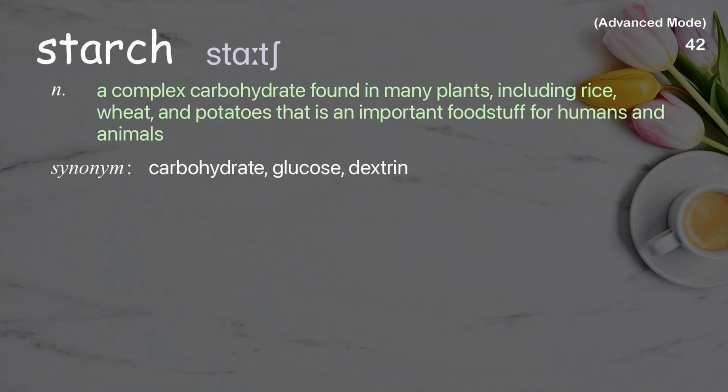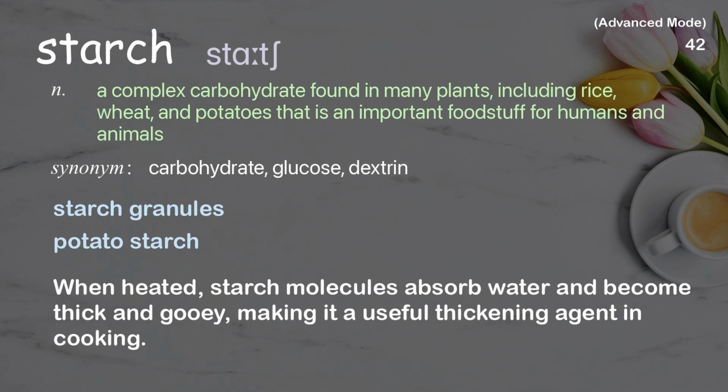Starch. A complex carbohydrate found in many plants, including rice, wheat, and potatoes, that is an important foodstuff for humans and animals. Examples: starch granules. Potato starch. When heated, starch molecules absorb water and become thick and gooey, making it a useful thickening agent in cooking.